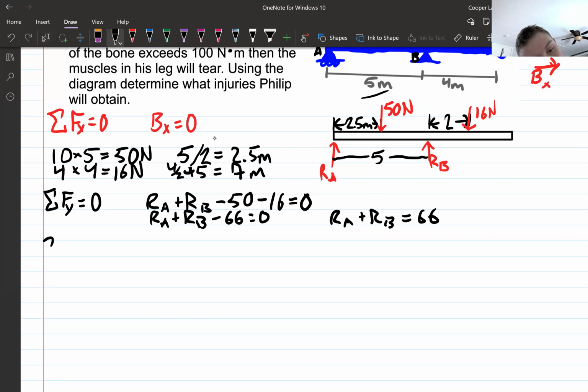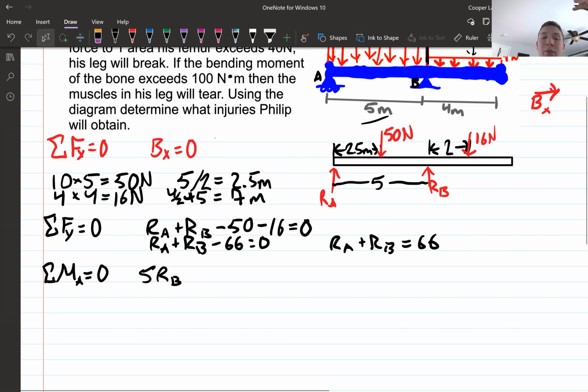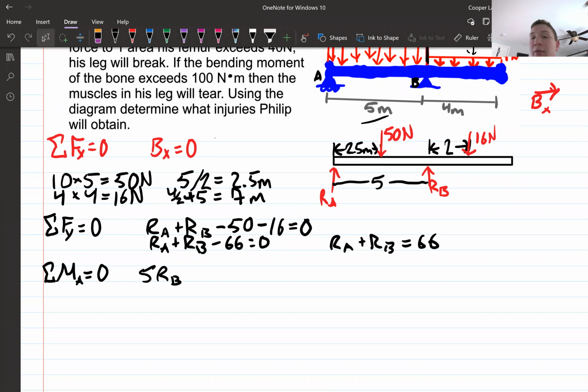So I'm going to do sigma of moment at point A equals 0. When I do this, I'm going to start off with my positive values, or the forces that move in a counterclockwise direction. So I'm going to get 5R_B because it's 5 meters away from point A, and now comes our negative values. So I'm going to subtract 50 because that's one of the forces that we have.